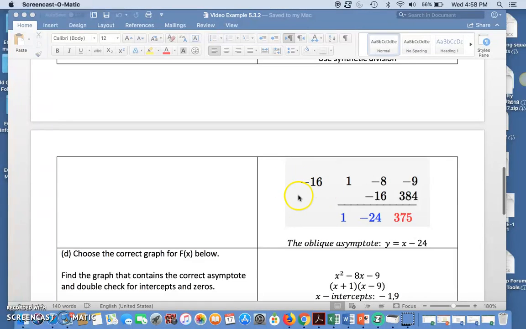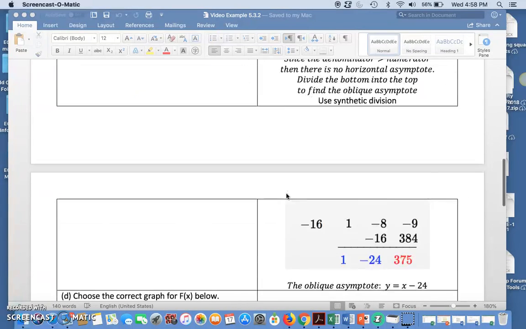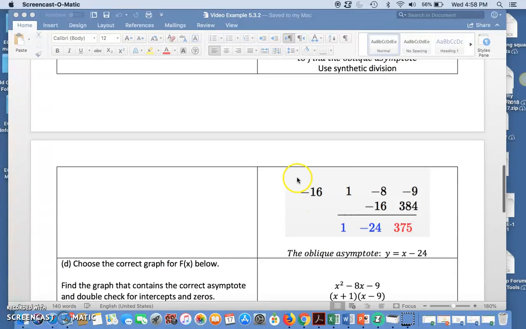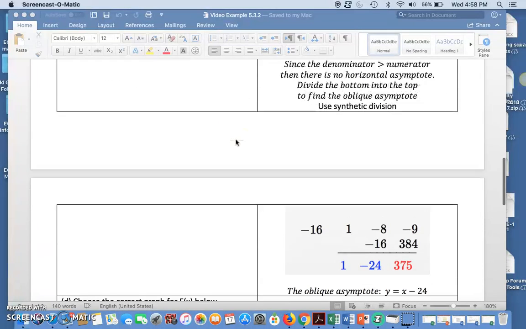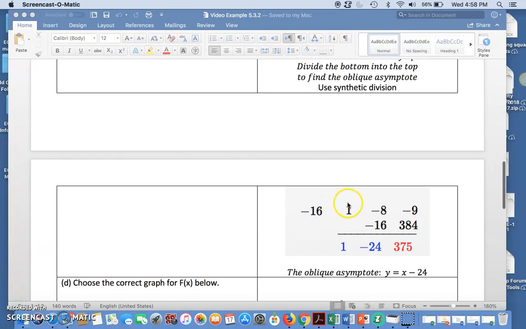So we're going to use synthetic division to divide the bottom into the top. Okay, here is your synthetic division. Since you were dividing by x plus 16, you change the sign, and then you use the coefficients of the numerator, which was 1, negative 8, negative 9. You bring down the 1 and you say 1 times negative 16. That's negative 16. Put it right here. Add negative 8 plus negative 16 is negative 24. Then you multiply again. A negative times a negative is a positive, and you get 384.